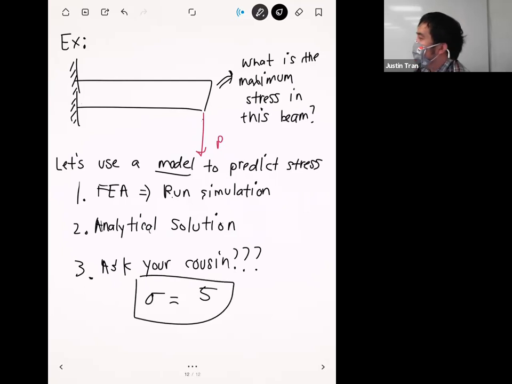And I actually did ask him this, and this is the answer that he gave me. So you ask him, 5 what? What is 5? And he just says 5. That's it. And so obviously this is not helpful, right?